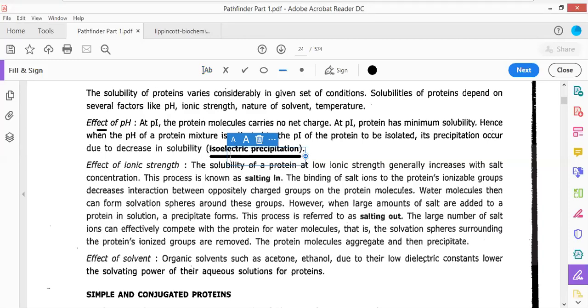So see this effect of pH. When you reduce the pH, a point is reached where precipitation begins to take place. This point is referred to as isoelectric precipitation. Dekho, agar pH ko tum kam kar doge, to ek aisa point reach hoga, jahan par protein precipitate out ho jayegi. Us point ko hum bolte hain isoelectric precipitation.